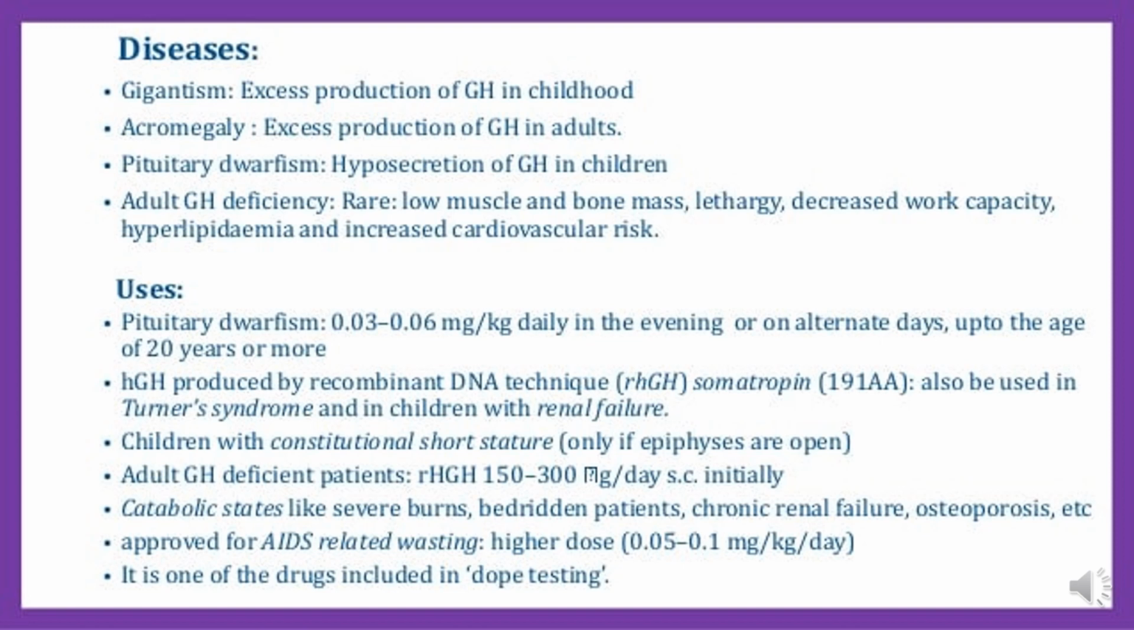Pituitary dwarfism occurs due to hyposecretion of growth hormone in children. HGH produced by the recombinant DNA technique, somatotropin, can also be used in Turner syndrome and in children with renal failure, children with constitutional short stature, adult GH deficient patients, catabolic states like severe burns, bedridden patients, chronic renal failure, osteoporosis, etc. It is one of the drugs included in dope testing.